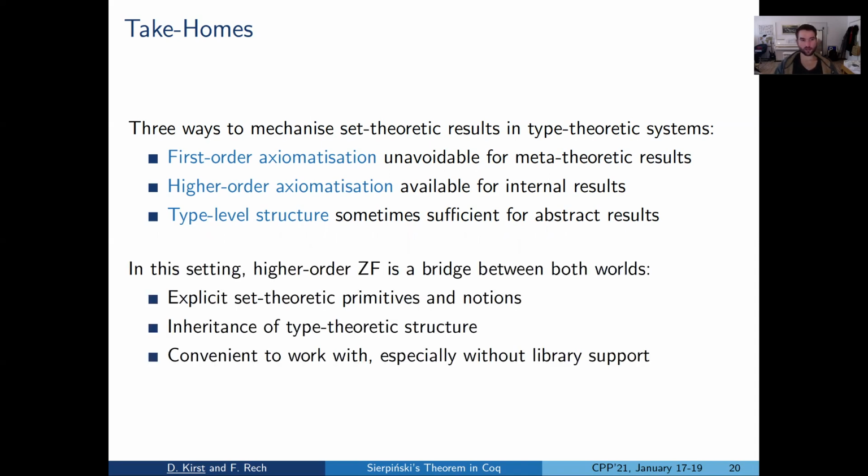The second take home is that in this setting, higher order set theory is a bridge between both worlds. So you have set theoretic notions present, you have the primitives guaranteed by the axioms, you have notions like ordinals available. On the other hand, you inherit a lot of the type theoretic structure that is ambient, and so it makes your life easy because you can write down things on type level instead of on set level, or even in first order logic.